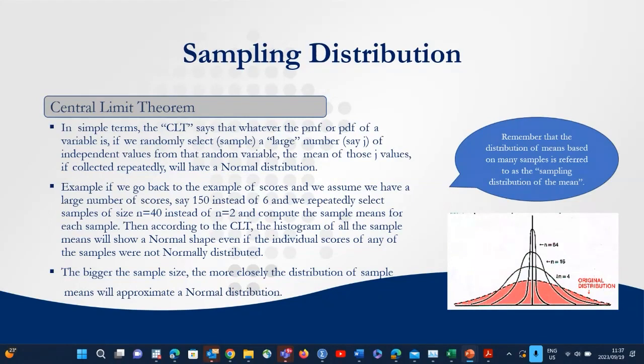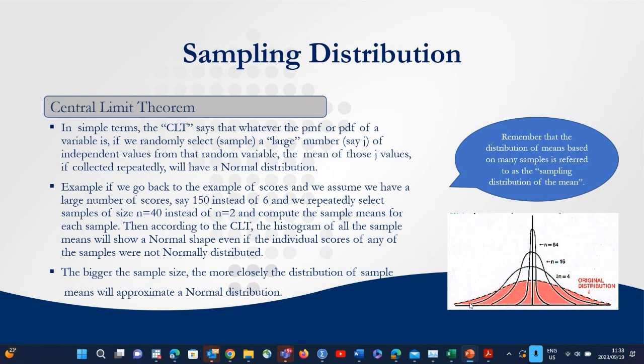So in simple terms, what the central limit theorem is telling us, whatever the probability mass function or the PDF of a variable is, if we randomly select a large number of independent values from the random variable, the mean of those values, if collected repeatedly, will have a normal distribution. So that's what I'm trying to say.